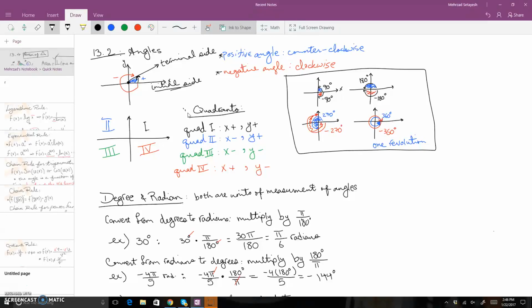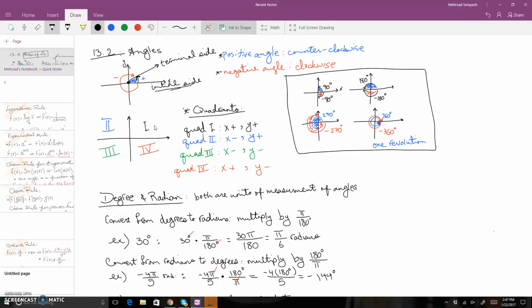Quadrants are really, really important. Later on, when we talk about the trig functions, sine, cosine, tangent, and the other three, we definitely need to pay attention to the quadrants. So from now, just get used to it that we call these quadrant 1, quadrant 2 that I showed you in blue, quadrant 3 in green, and quadrant 4 in red.